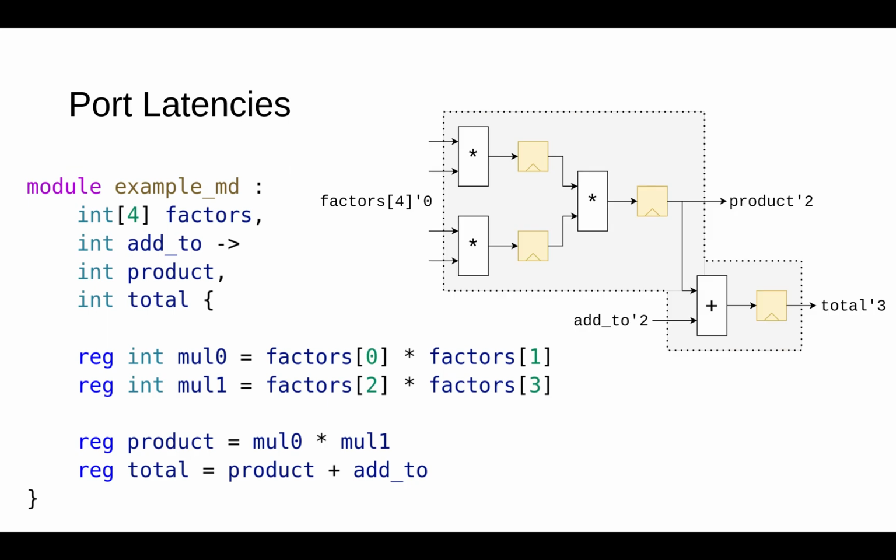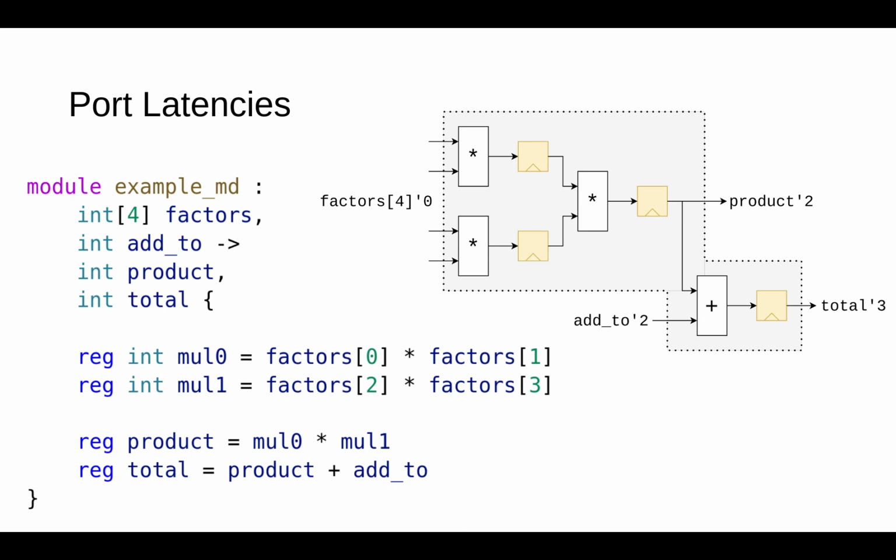Now we also have our module's inputs and outputs. To keep our hardware as generic as possible, we allow full freedom on the absolute latencies of the ports. So for instance, if at some given cycle we receive our 4 factors here, then 2 cycles later we receive the associated add2 value, and then in the same cycle produce the product, and the next cycle produce the total.